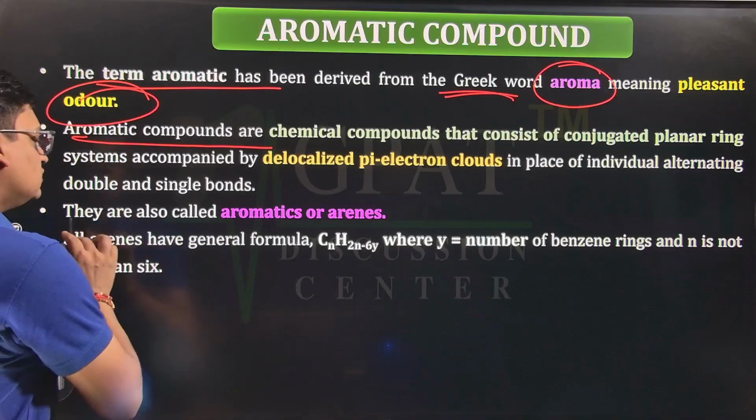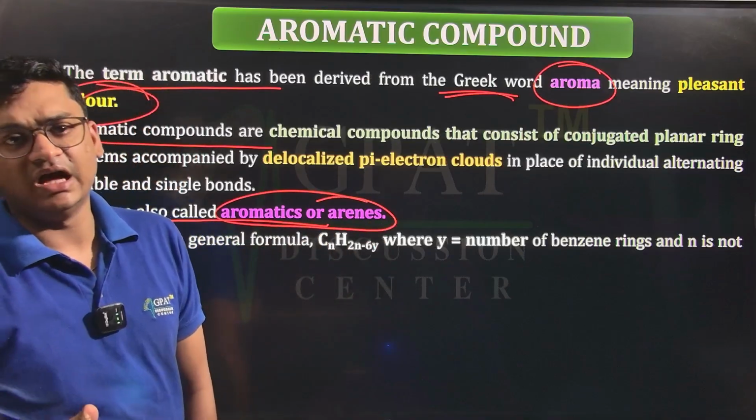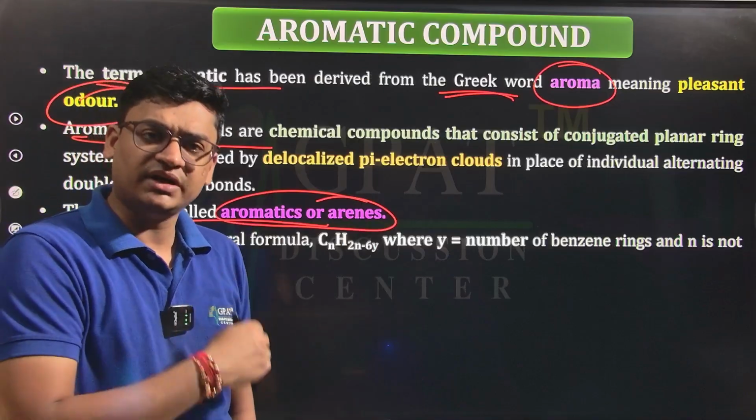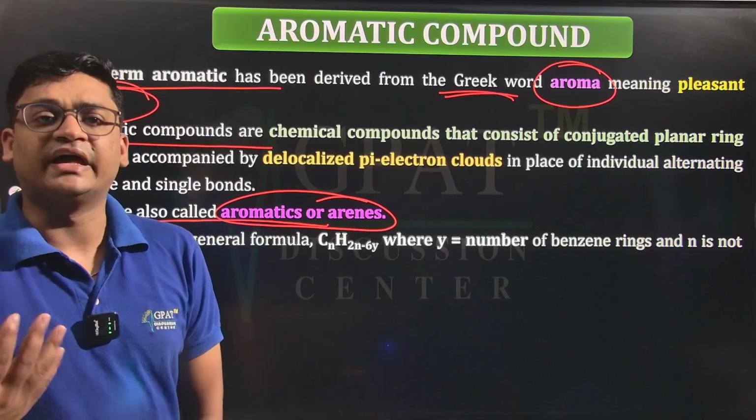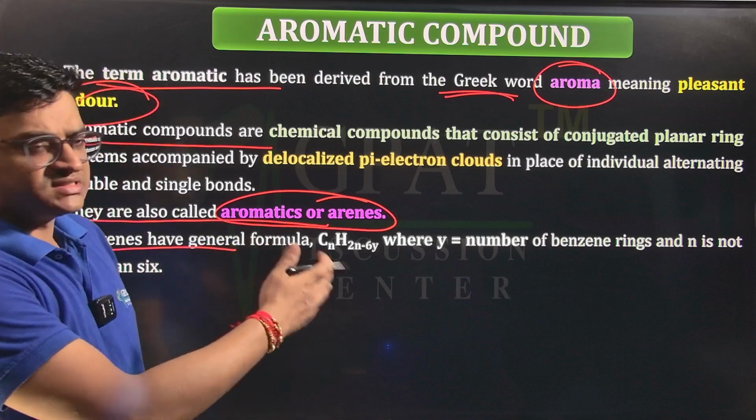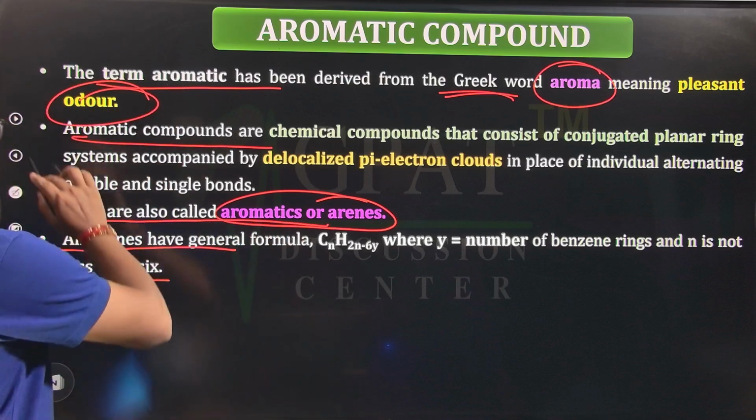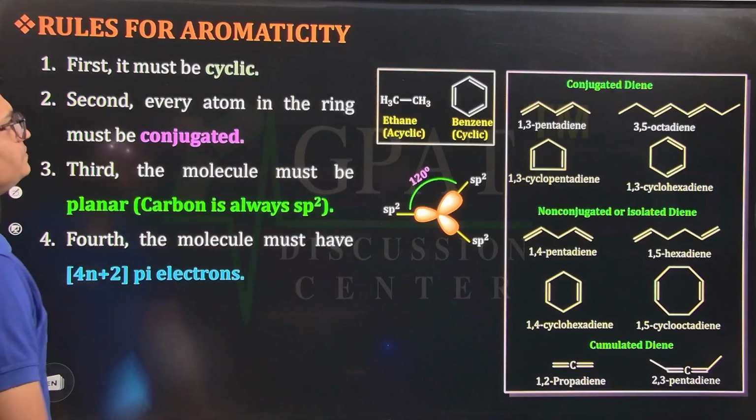The compounds that have aromatic character are also known as aromatics, or you can simply call them arenes. Next, all arenes have a general formula. We will be discussing this general formula in the upcoming slides. So let's get started first of all.